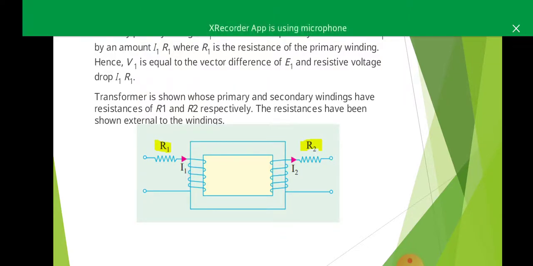So the equivalent circuit of a transformer is shown in the figure with primary and secondary windings having resistance R1 and R2 respectively. The resistance has been shown external to the winding.